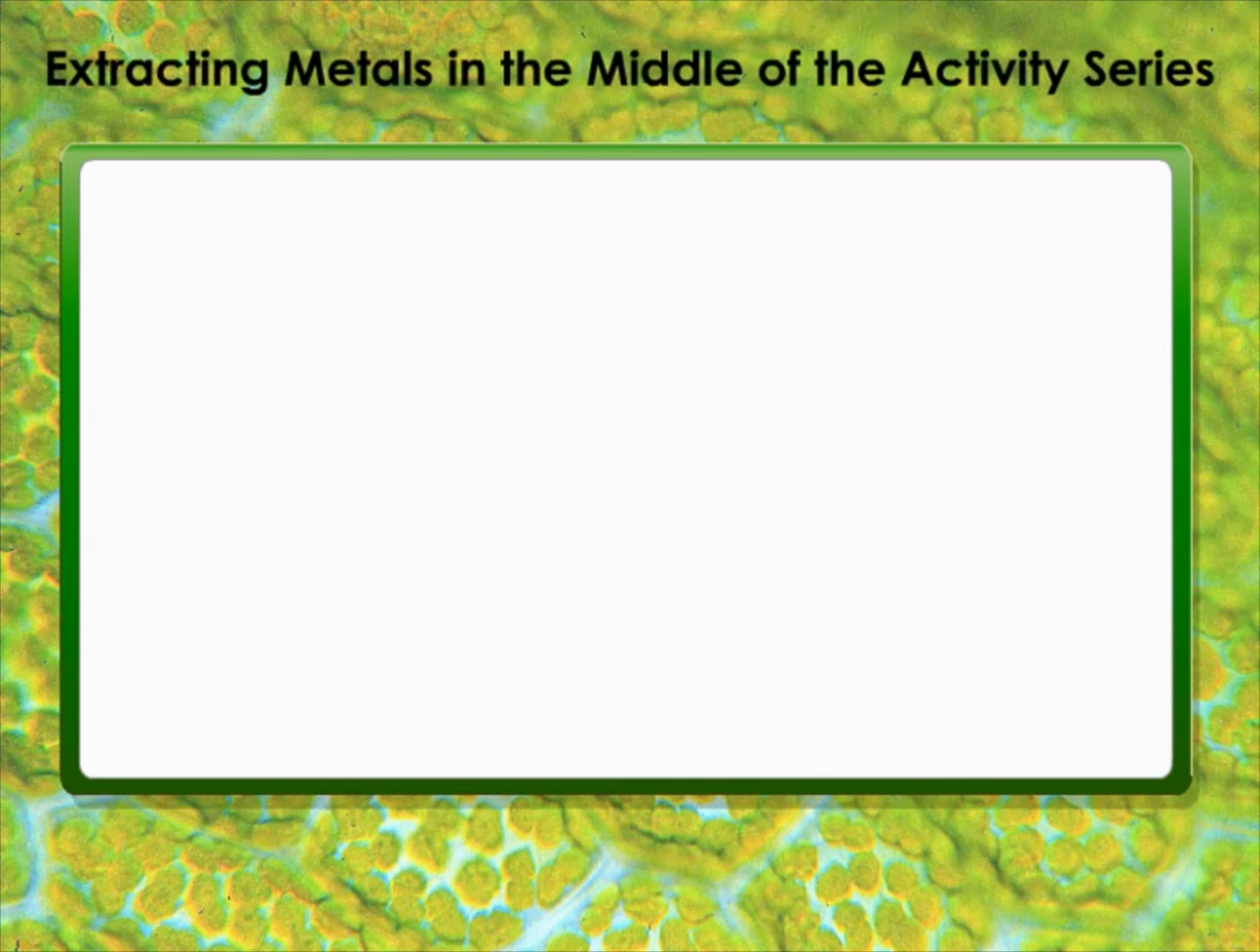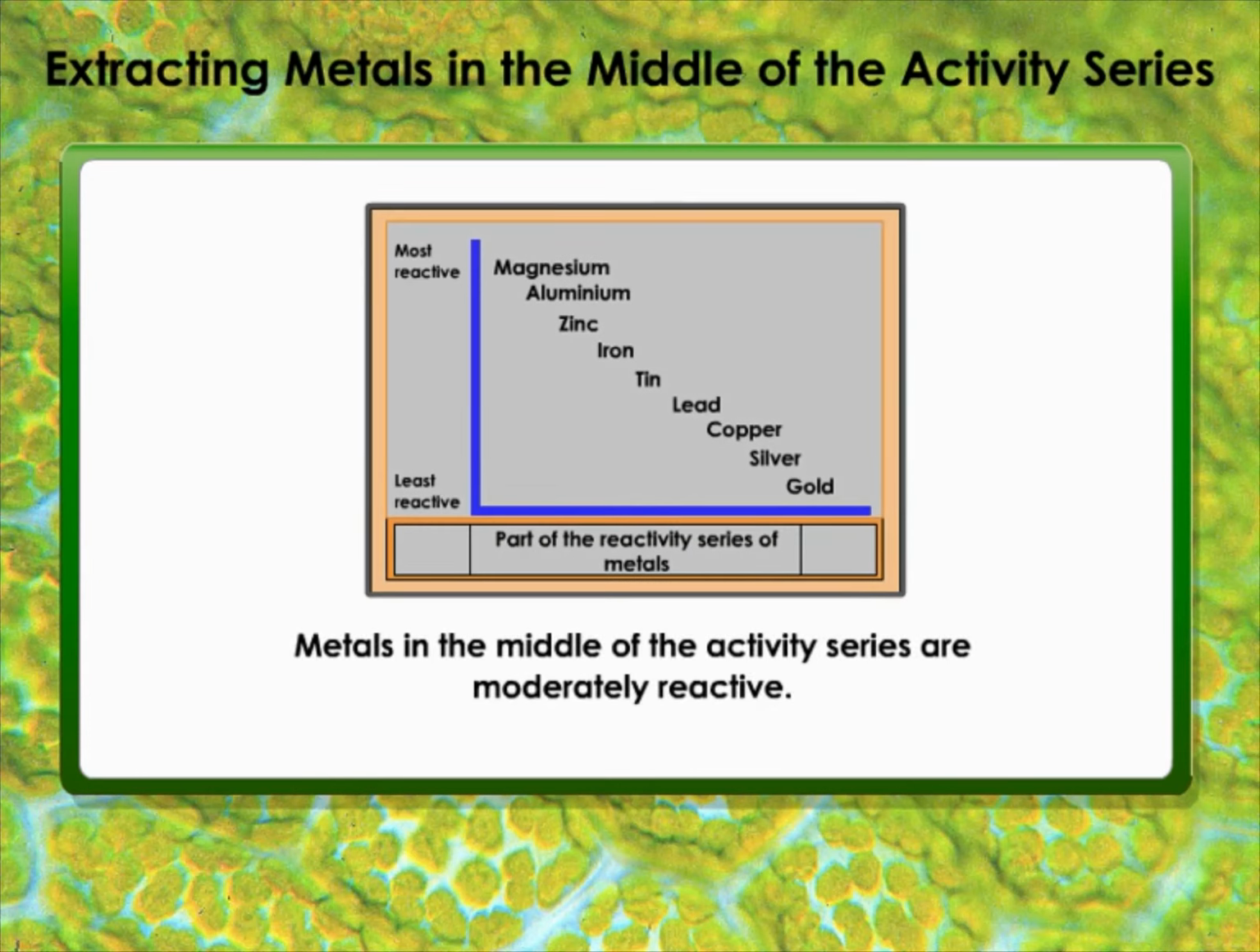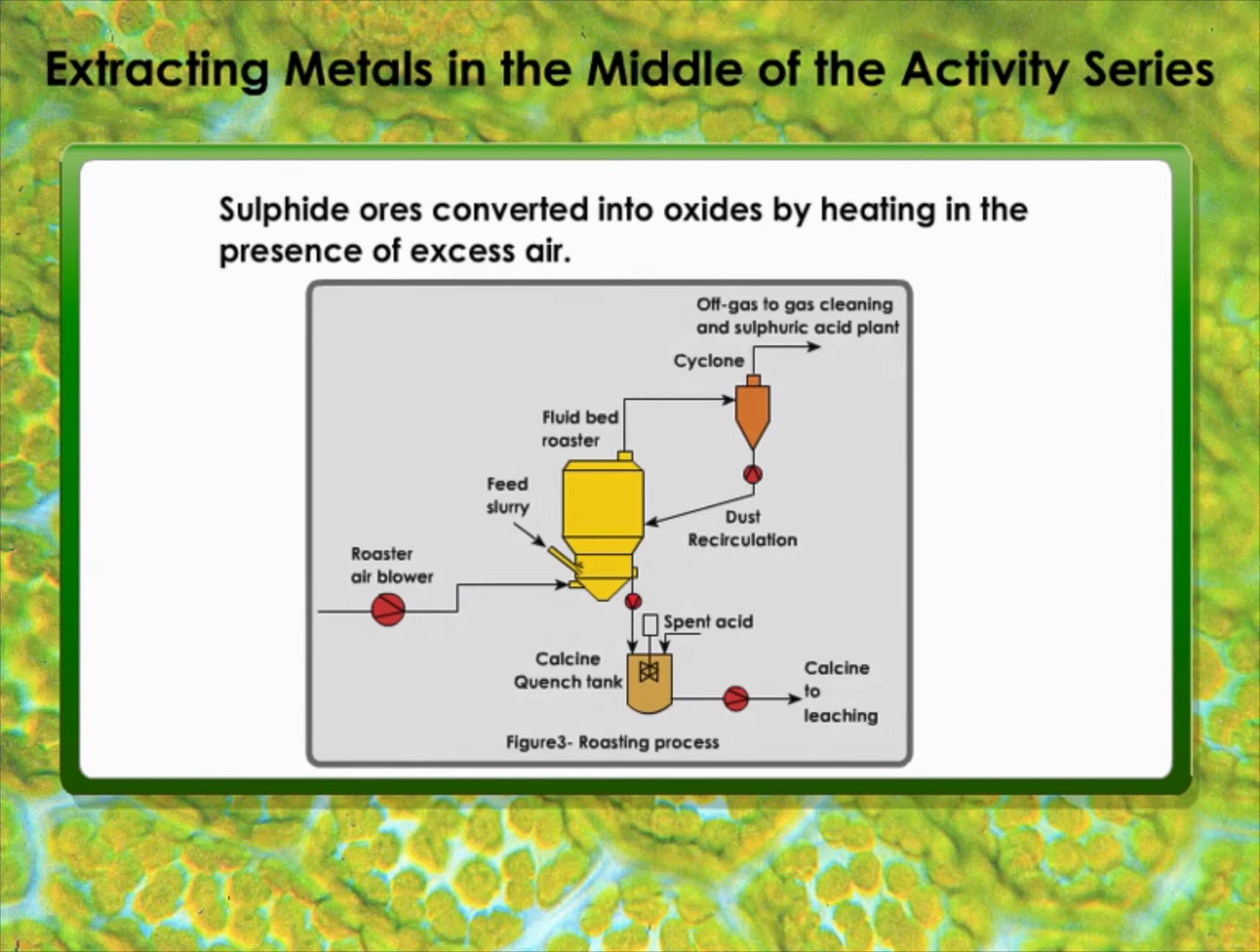Let's now understand how to extract metals in the middle of the activity series. We know that the metals in the middle of the activity series, such as iron, zinc, lead, copper, etc., are moderately reactive. These are usually present as sulfides or carbonates in nature. It's easier to obtain a metal from its oxide as compared to its sulfides and carbonates. Therefore, prior to reduction, the metal sulfides and carbonates must be converted into metal oxides. The sulfide ores are converted into oxides by heating strongly in the presence of excess air. This process is known as roasting.